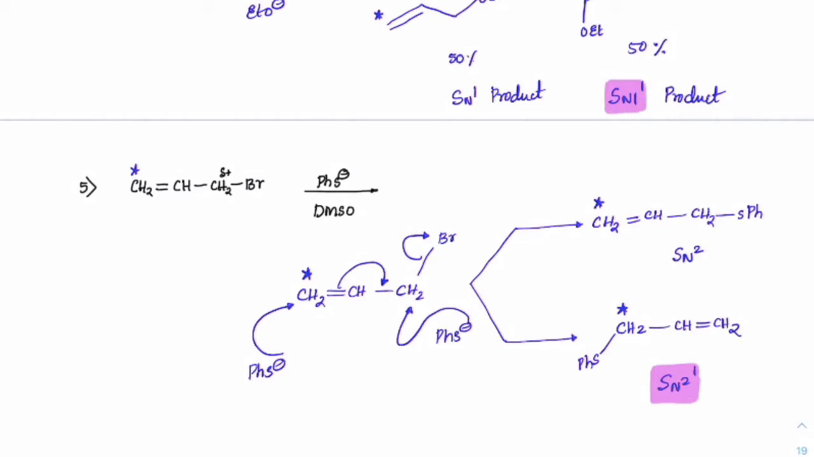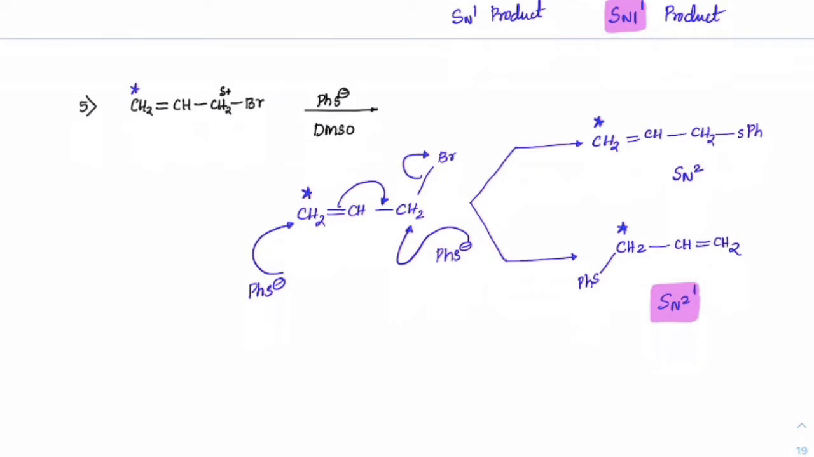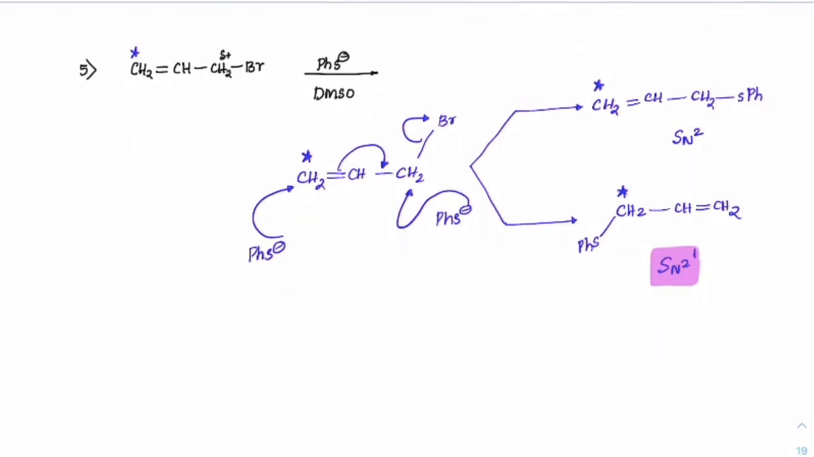If the substitution happens at the allylic positions, we call it SN1 dash or SN2 dash, depending upon whether there is a carbocation formation or a concerted step. Usually, just this simple fundamental should help you understand.